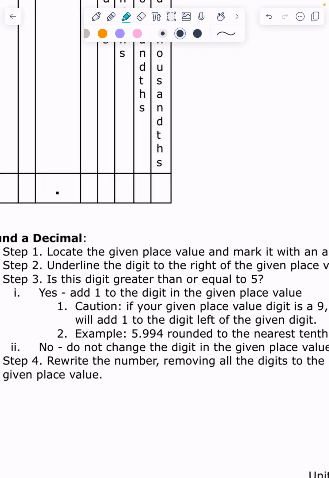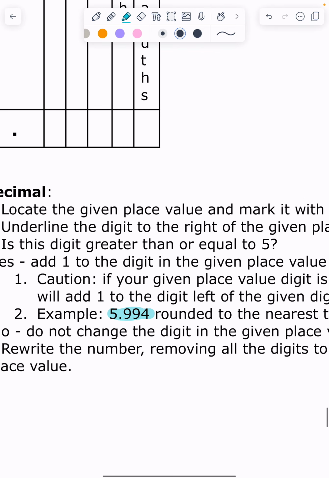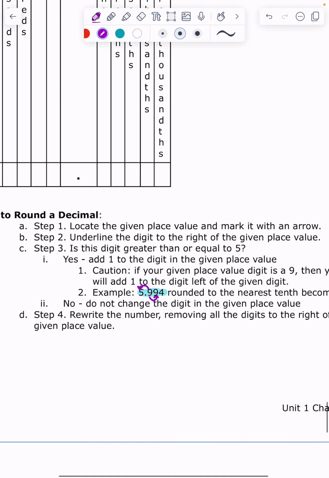And then there's some trickier ones like 5.994. Basically, when they have nines and you're rounding to the nearest tenth, then since 9 is greater than or equal to 5, this 9 bumps up, but there's nowhere for it to go, so you end up bumping up the next one and it rounds to 6. So those are the hardest ones to do.